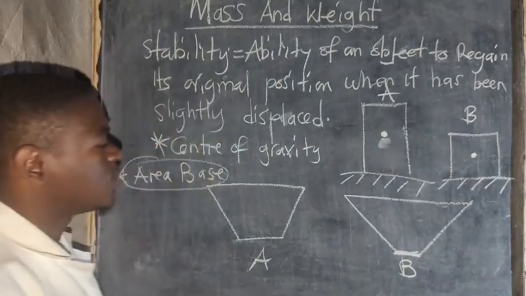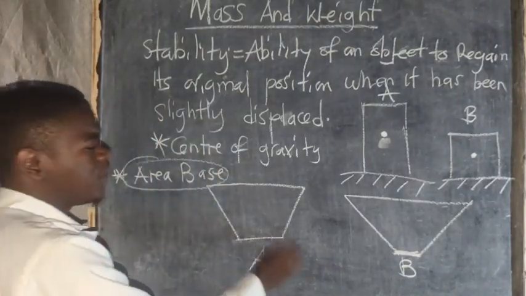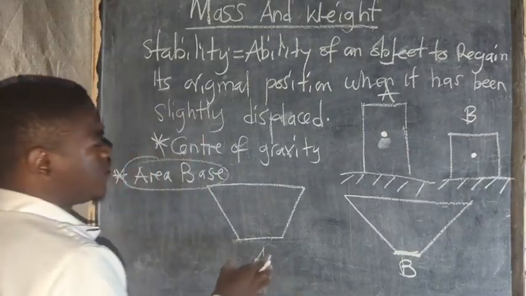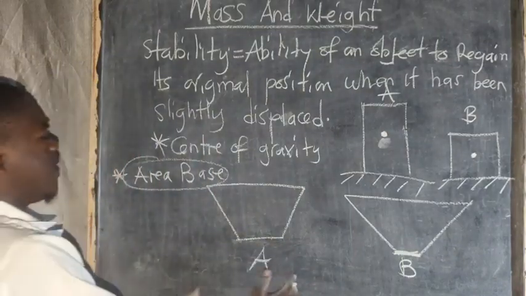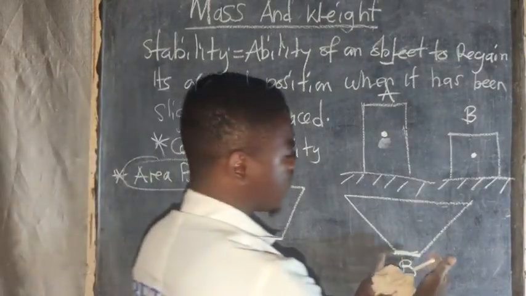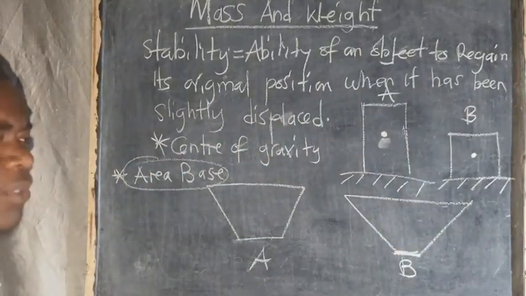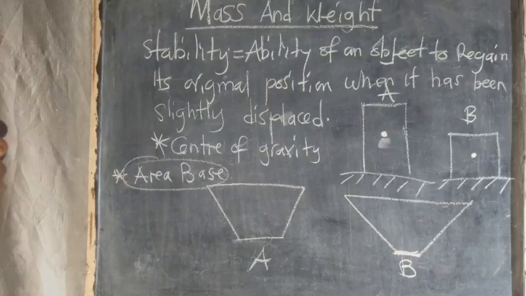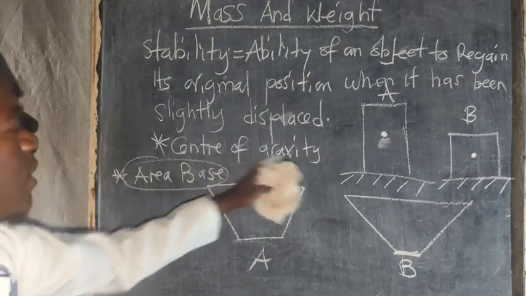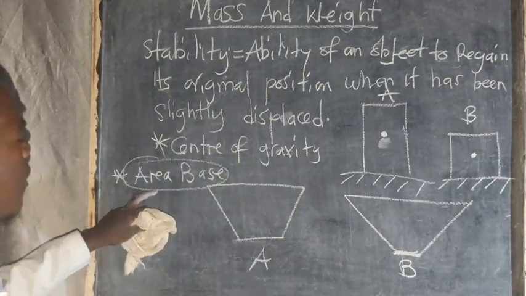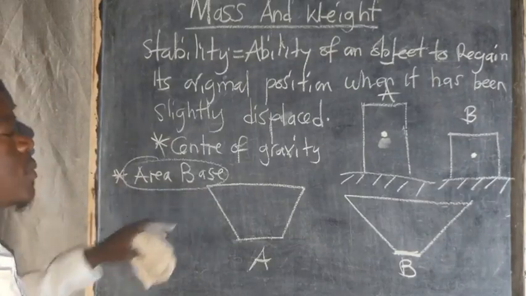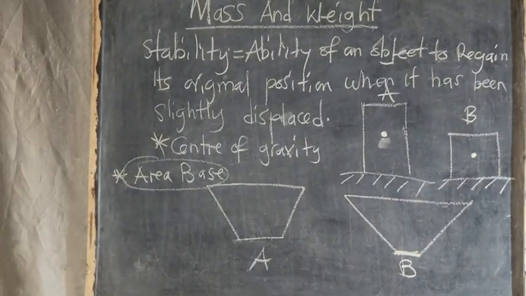So make sure that you understand this. This one is more stable compared to this one because there is a larger, wider base here compared to this one there. So whenever we are talking about the stability of an object, it is dependent on these two things: center of gravity and the area base, or surface area base. So this is what you need to know. These are some of the things that you need to understand and take note of.